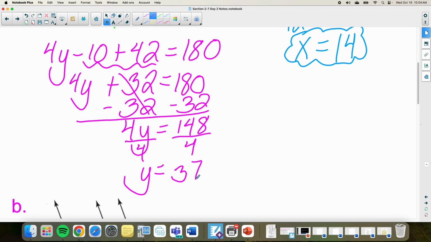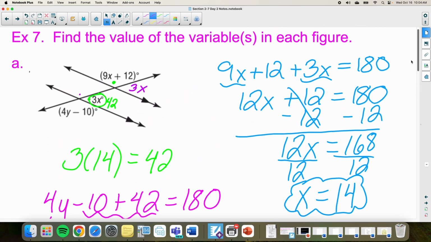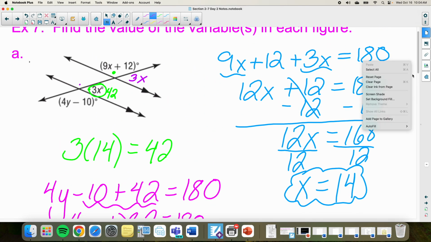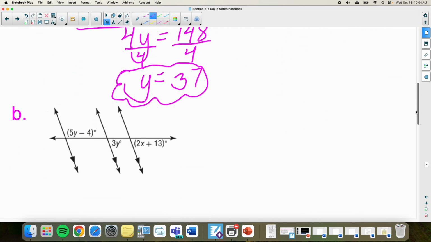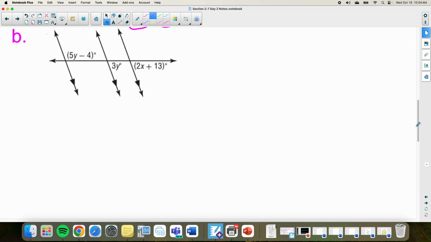Okay. So, now let's see, did I solve for both? I did. Okay. So that will happen sometimes where you have to solve for both. So if we go to this next one, notice this next one has 2 things with y and only 1 thing with x. So what that tells me is to start with my y's.